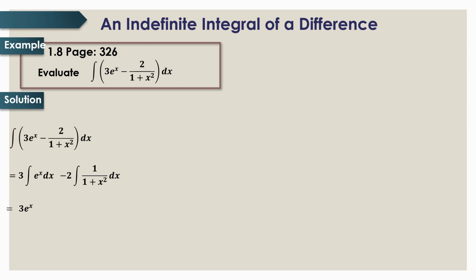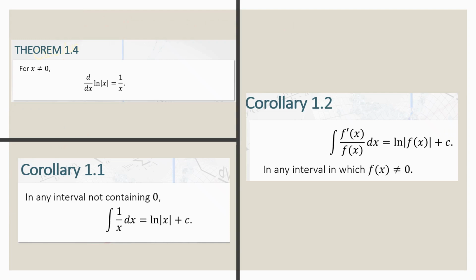Now negative 2 is already outside. What is integral dx over 1 plus x square? Perfect, tan inverse x. Don't forget plus c. So let's move to the next.